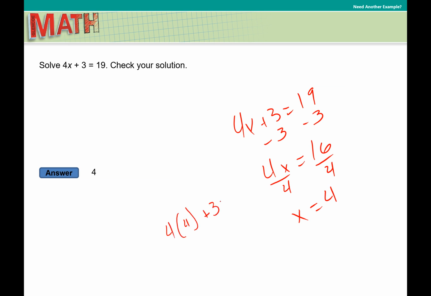We plug that back into the original equation. 4 times 4 plus 3 equals 19. This is 16 plus 3 equals 19. 16 plus 3 is 19, 19 equals 19. That's a true statement, which means my solution is correct.